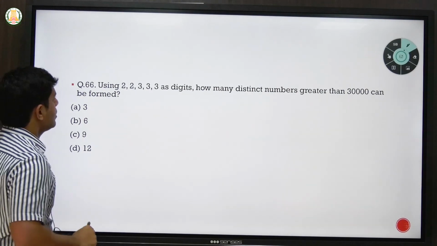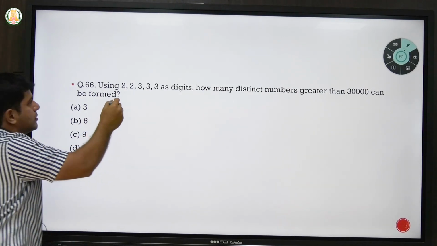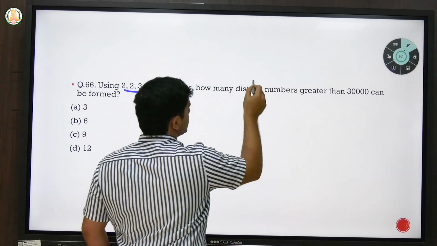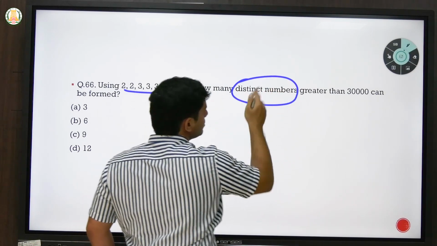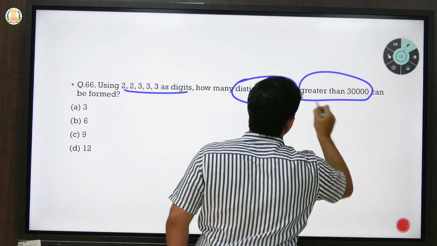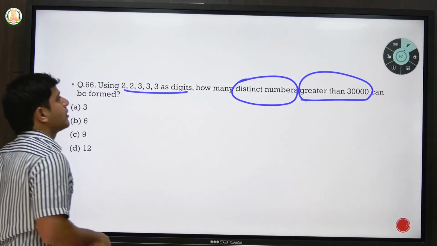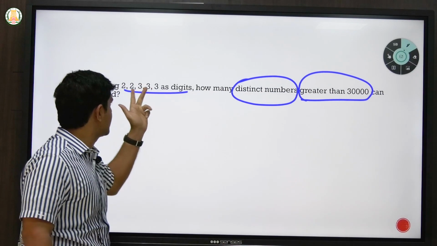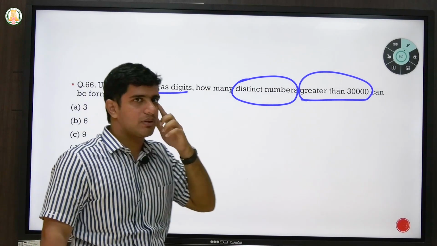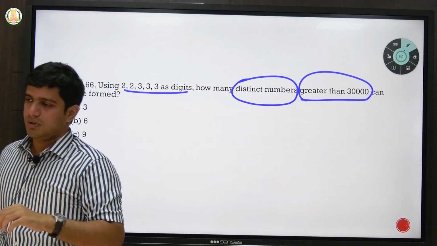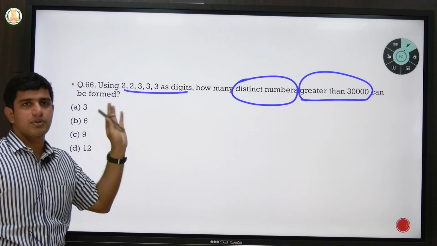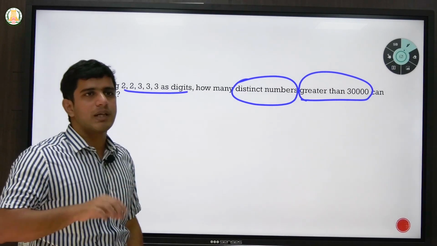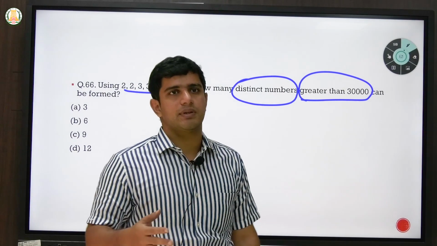Okay. So what does this say? 2, 2, 3, 3, 3 as digits, using them, how many distinct numbers greater than 30,000 can be formed? Okay, so you have seen multiple questions giving digits. They'll give you some digits and ask you some question. You have to have a lot of clarity in solving these questions, because at least I would say some 3-4 questions will come based on this digits type of question. So you need to be comfortable with number theory. These are called number theory sort of questions.